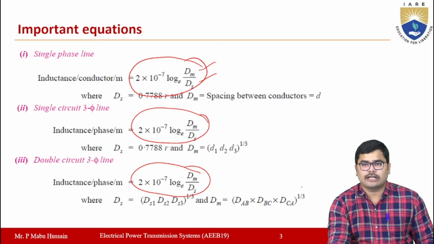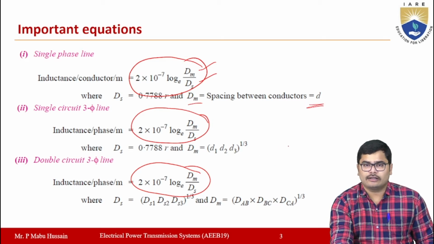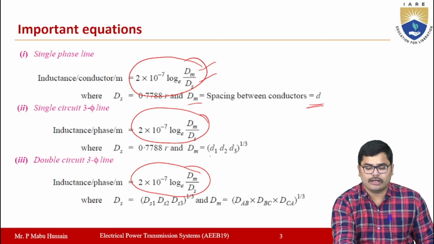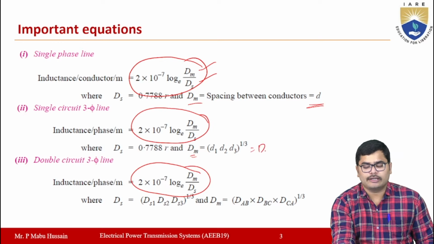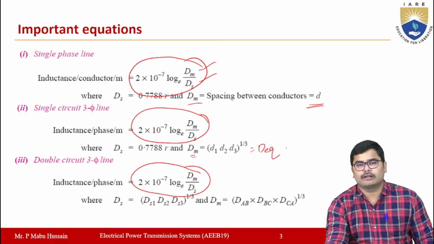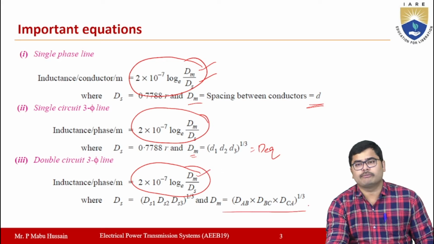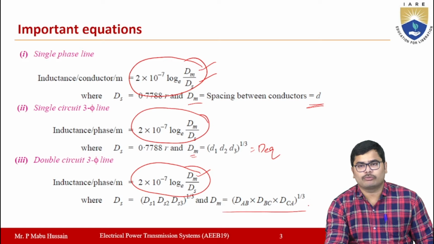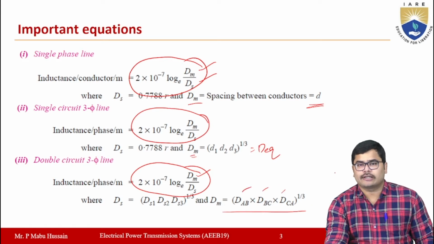Okay. So in a single phase transmission line, Dm will be the same as the distance between the two conductors. And in a single circuit 3-phase transmission line, the value of Dm will be (D1 · D2 · D3)^(1/3), which is the same as the equivalent, equilateral spacing. And the value of Dm in the case of a 3-phase double circuit transmission line will be (Dab · Dbc · Dca)^(1/3), where Dab, Dbc, Dca are the mutual GMDs again.